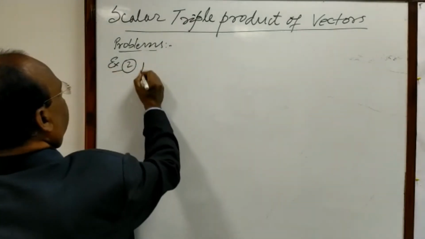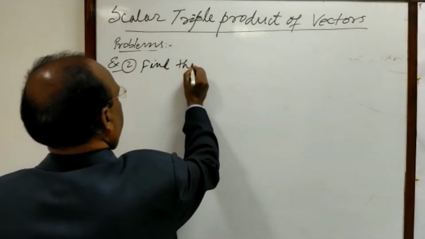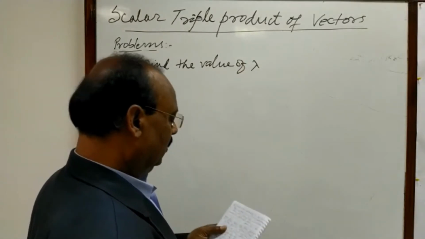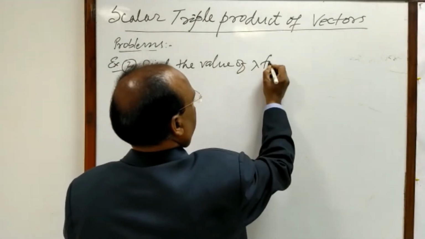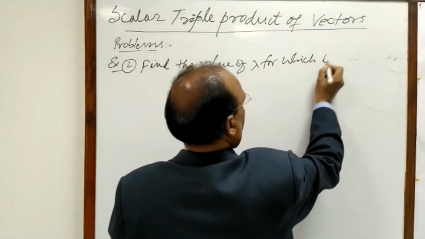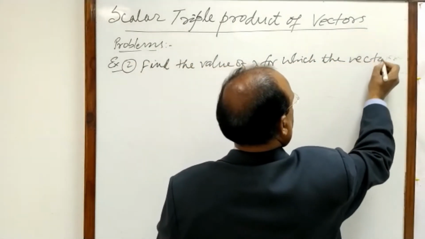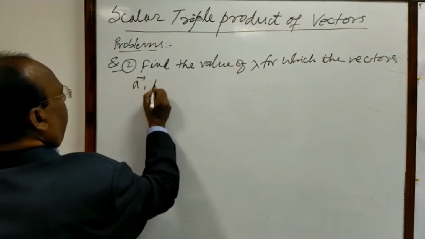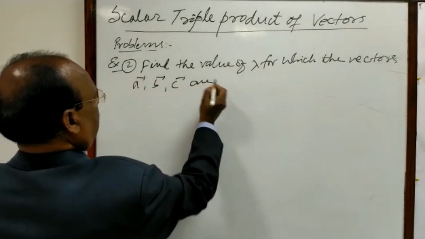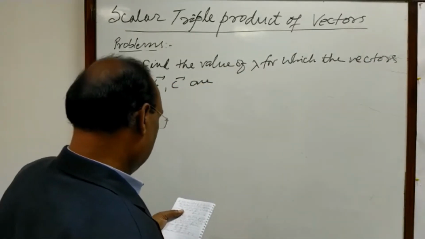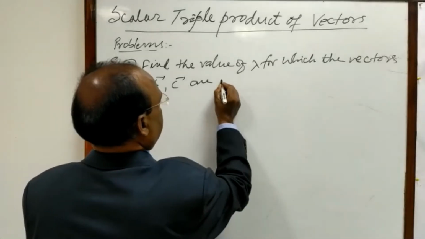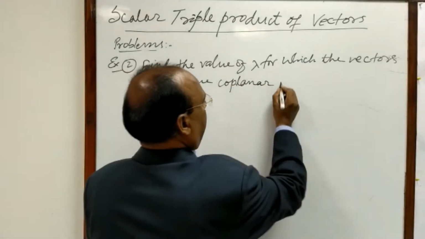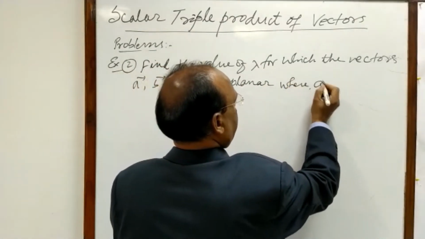Find the value of lambda for which the vectors A, B and C are coplanar, where these three vectors are given.